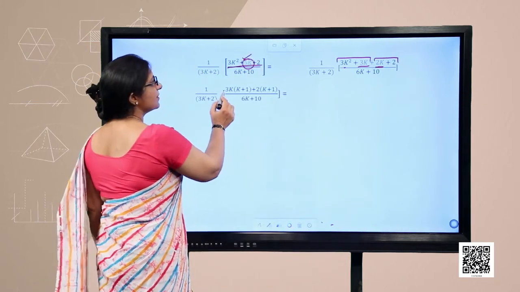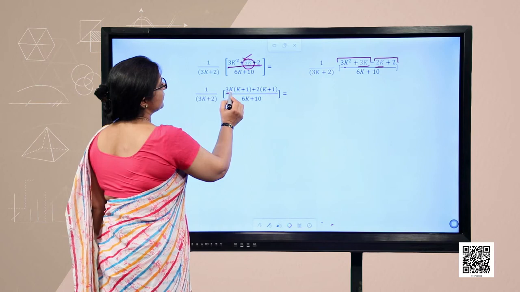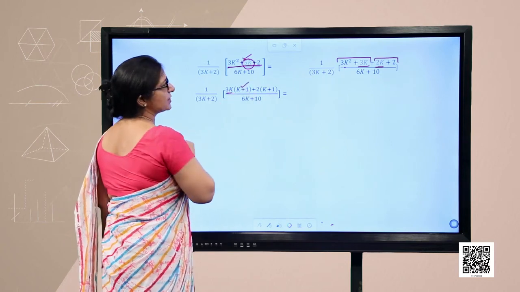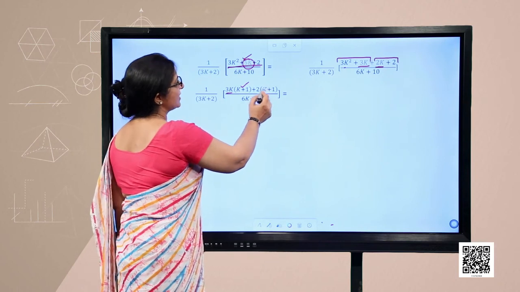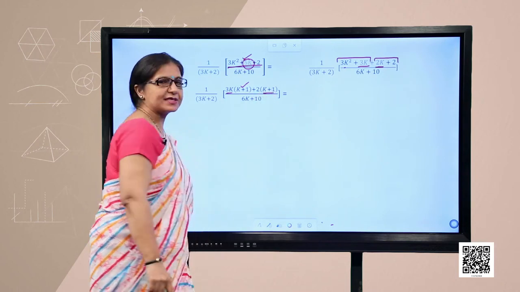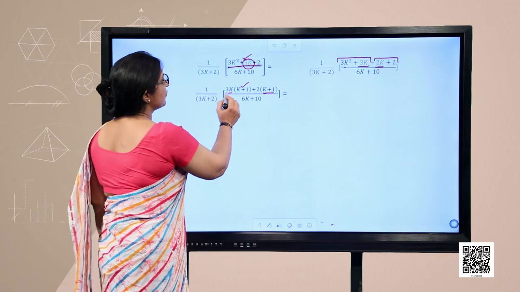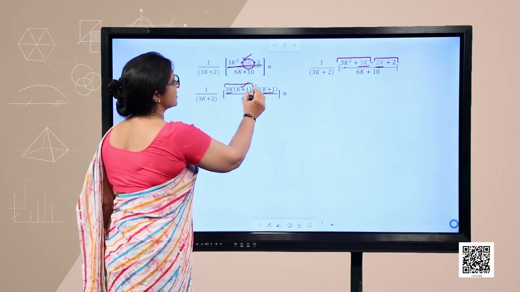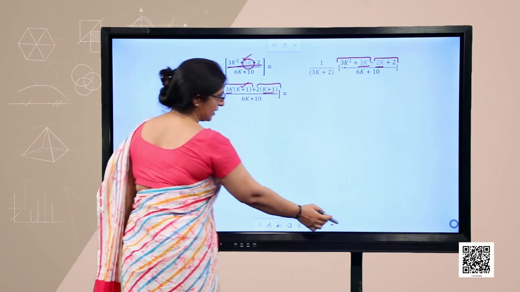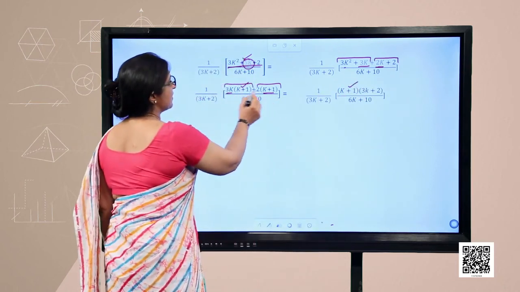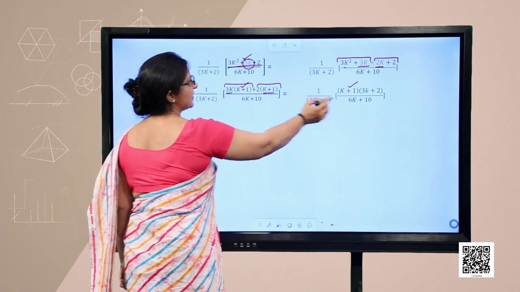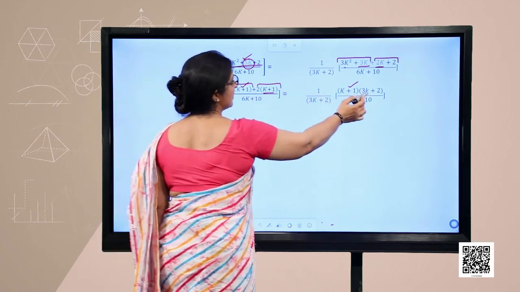As you can see here, after taking 3k common, we are left with k plus 1 in the first two expressions, and after taking 2 common from the last two expressions, k plus 1 is left inside the bracket. From these two expressions we can take k plus 1 common. After taking k plus 1 common, 3k is left here and 2 is left here.